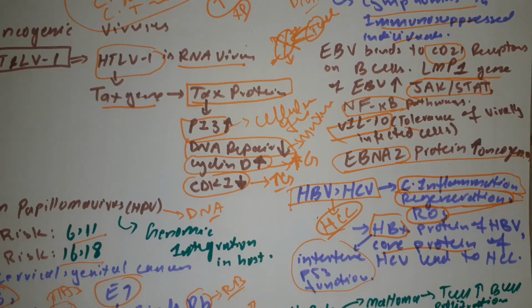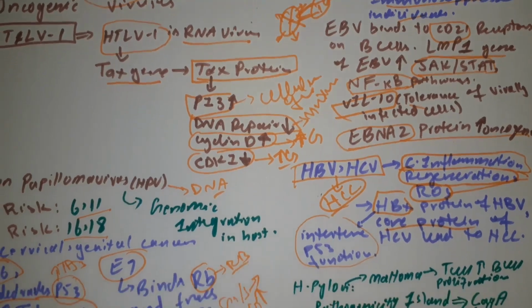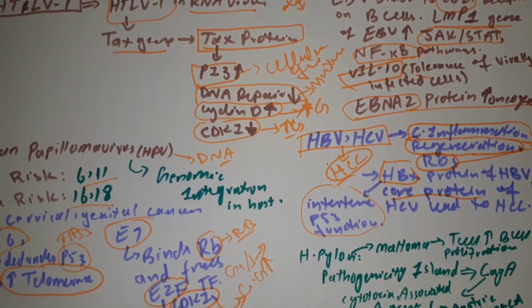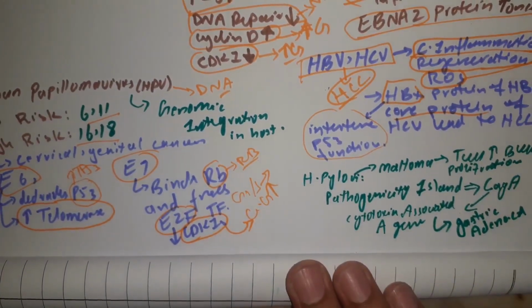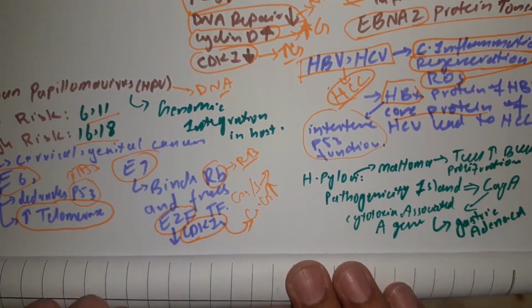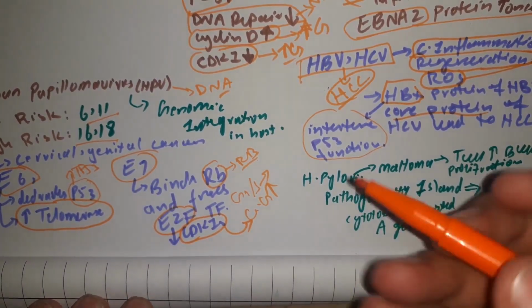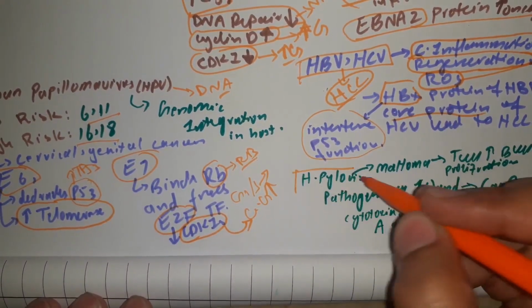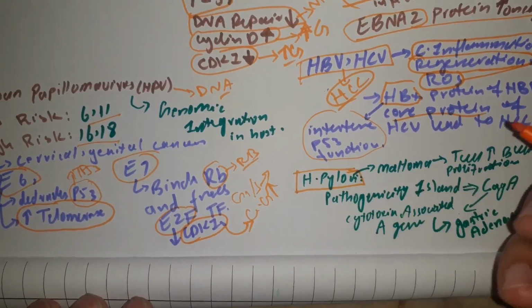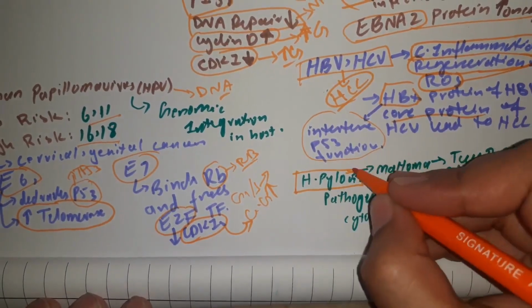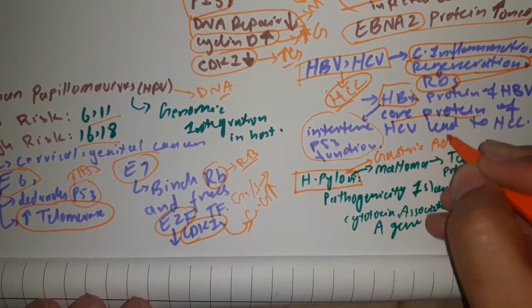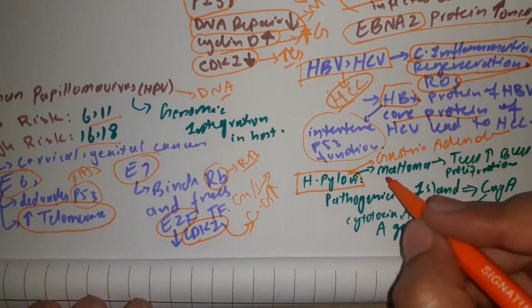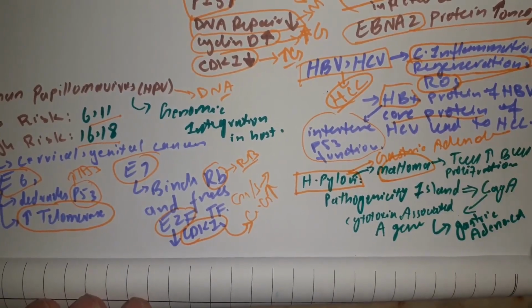Next, the only bacterium included in carcinogenic agents is basically H. pylori. Previously we have discussed viruses, including human T-cell leukemia virus, Epstein-Barr virus, human papilloma virus, and hepatitis B, C virus. Now we move toward bacteria which can cause cancer. H. pylori is the bacterium which can lead to carcinogenesis, can lead to gastric adenocarcinoma, as well as lymphoma, which is called maltoma, gastric lymphoma.